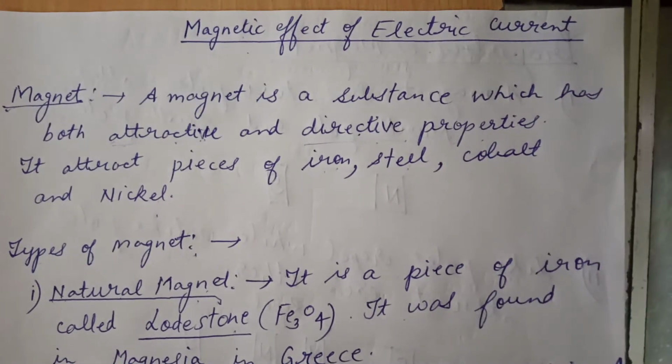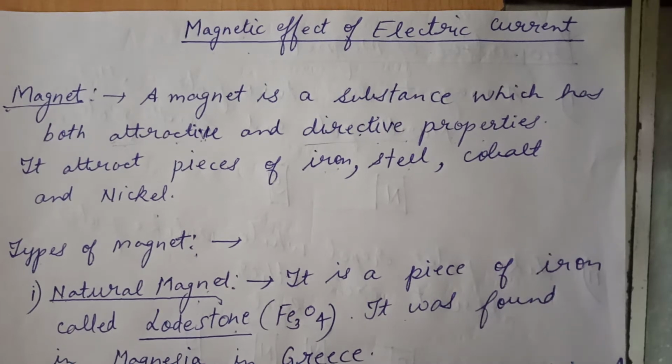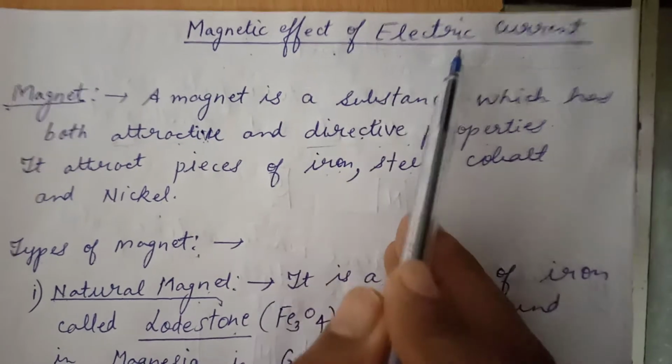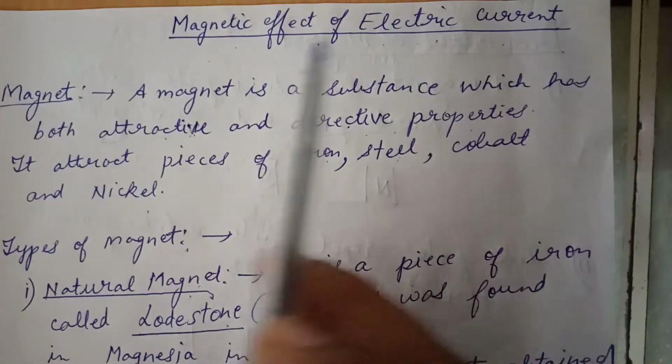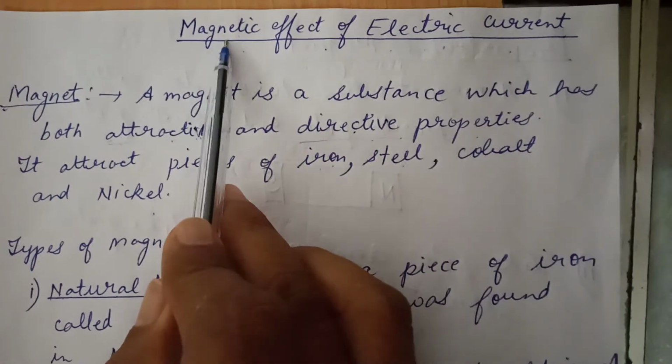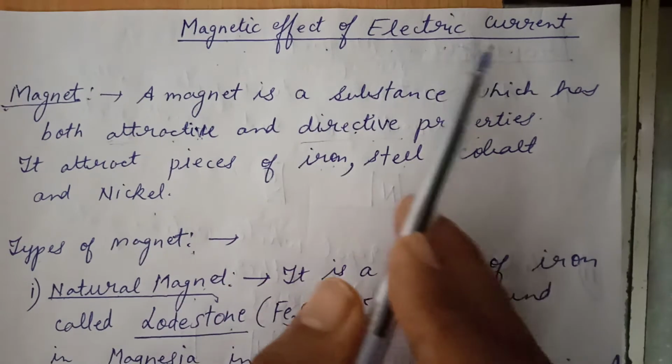Good morning, students. Previously, we have studied the chapter on electricity. Today, we are starting the chapter Magnetic Effect of Electric Current. In this chapter, basically, we have to study the magnet and what the magnetic effect of electric current is.